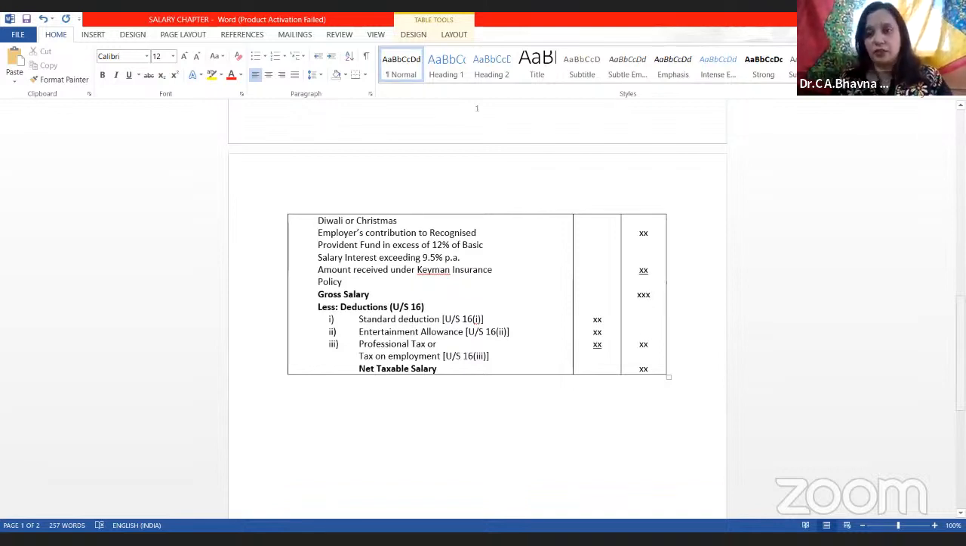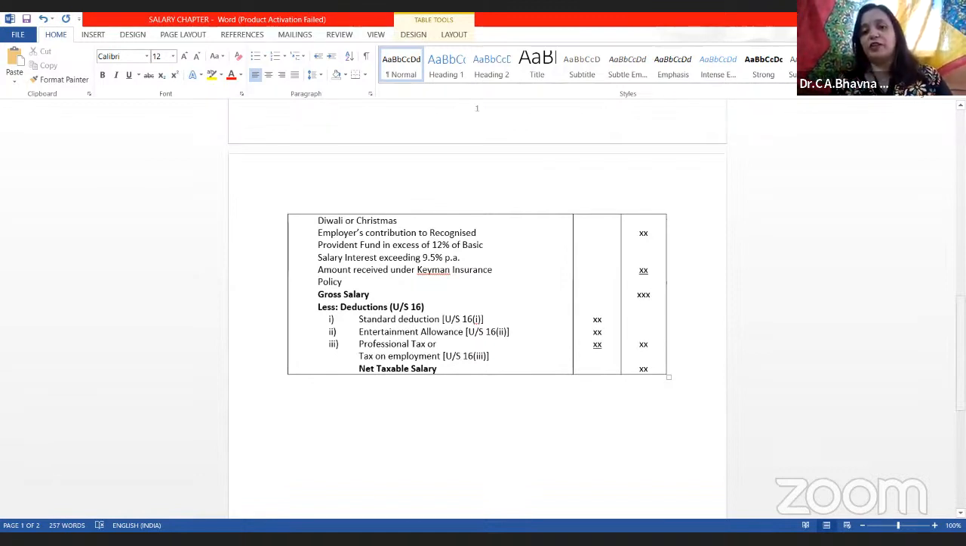And next is entertainment allowance. Entertainment allowance is the deduction allowed only and only to the government employee. If you are a government employee, then only this deduction would be allowed to you. How much is it allowed? It is allowed 1/5 of the basic salary or rupees 5,000 or entertainment allowance if received, तीनों में से whichever is less. It is allowed as a deduction.